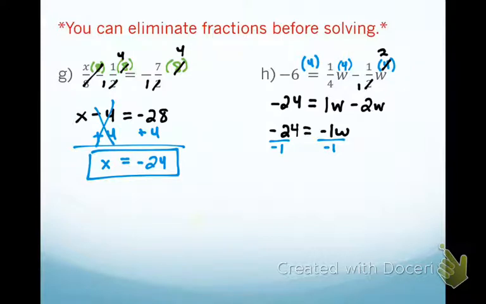All right, so class, what is negative 24 divided by negative 1? 24, because when you are dividing two negative numbers, it's going to equal a positive. What's negative 1W divided by negative 1? Just plain old W. Is W now by itself? Yes, so you can rewrite it from left to right. W equals 24.